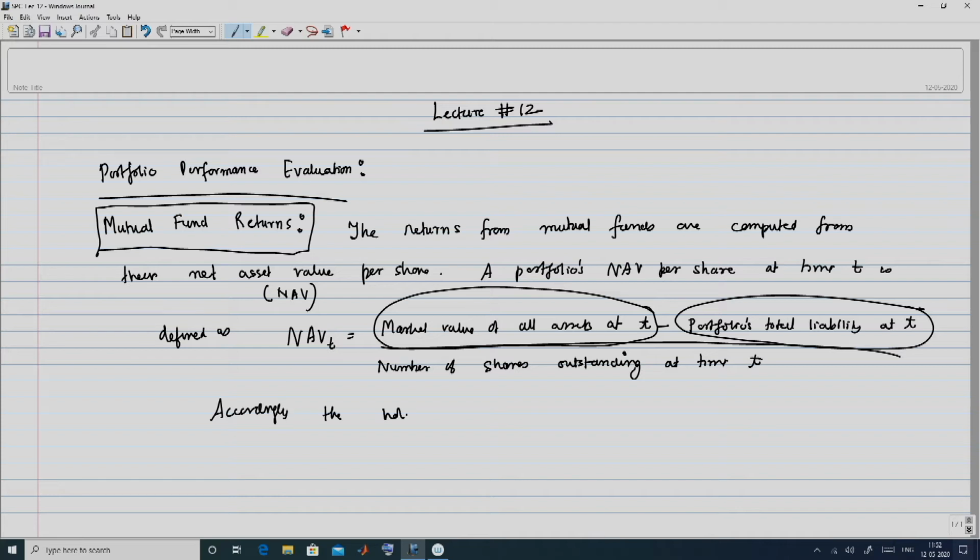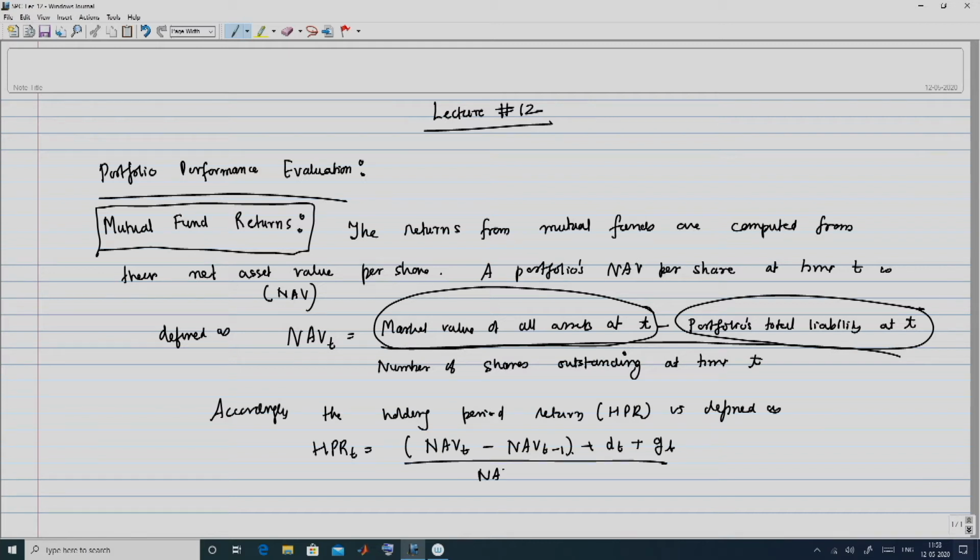Now, accordingly, the holding period. Remember that at the end of the day, we will make the evaluation of the portfolio in terms of how it is performing, driven by the basic motivation that an investor invests in risky assets with the intent of maximizing their terminal wealth. So, the holding period return, which is often called HPR, is defined as: HPR_t is going to be NAV_t minus NAV_{t-1}, that means the change in the NAV in the time period, plus D_t plus G_t, divided by NAV_{t-1}.